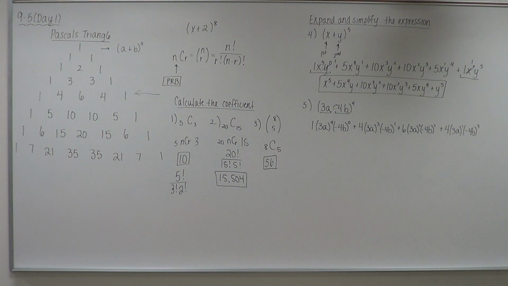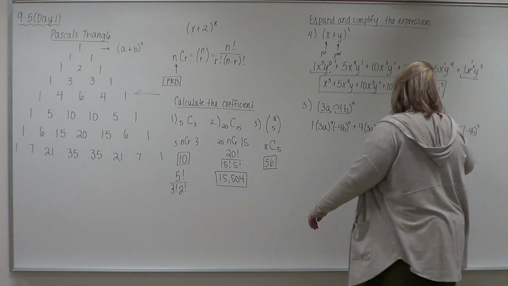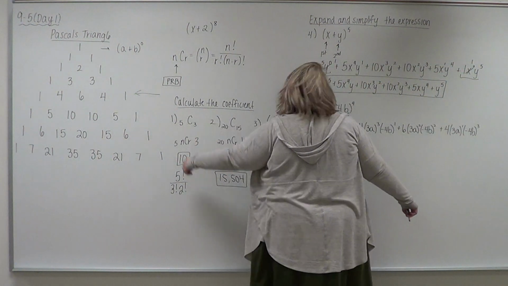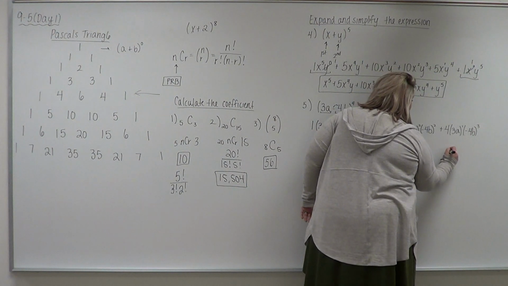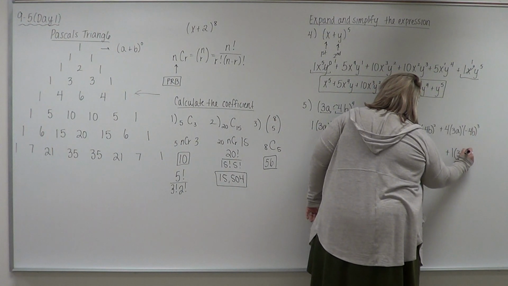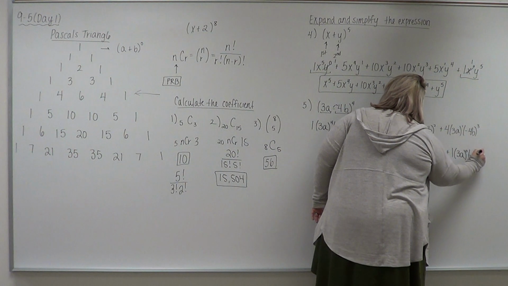Okay, then I'm probably going to run out of room, so I'm going to do the last part down here, because we still have one more coefficient, we still have the 1, so I'll put it here. So this would be plus 1, 3a to the 0, negative 4b to the 4th.